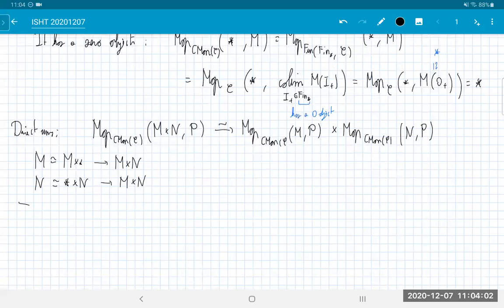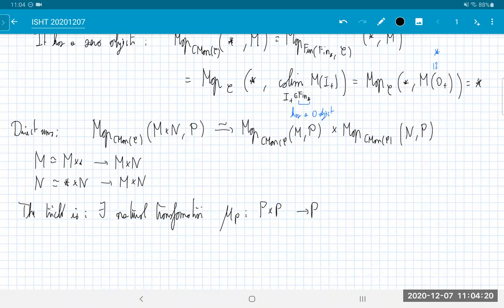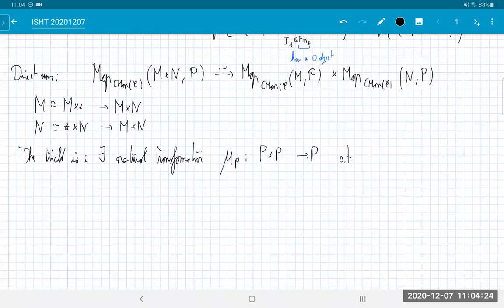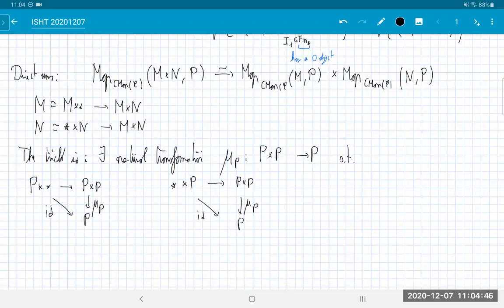Well, the trick is that there is a natural transformation mu P from P times P into P such that these two diagrams commute. And the third thing we need, that mu of P times P prime is just mu of P times mu of P prime. These things are homotopic. And actually the homotopy will become natural in P and P prime, but we won't need it. We just need that there exists some homotopy.